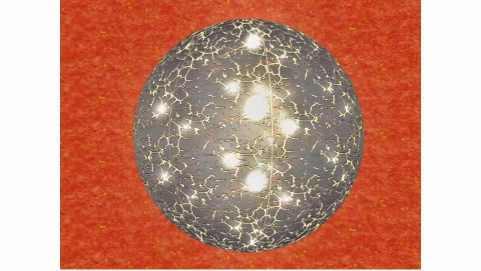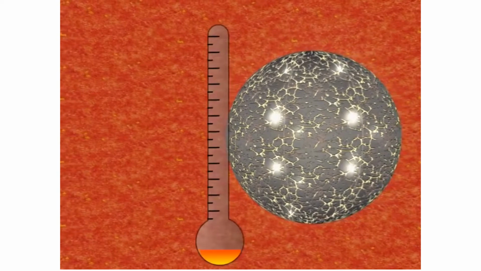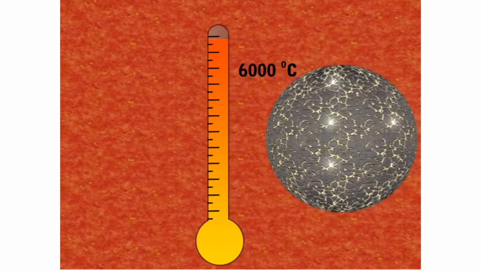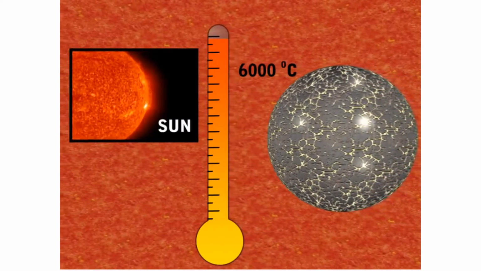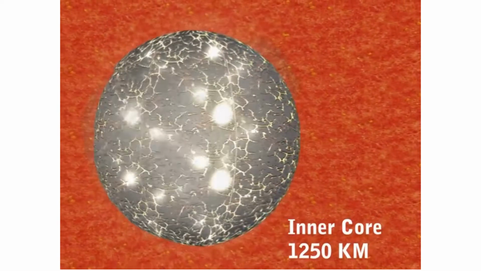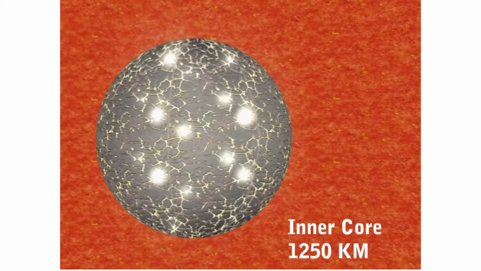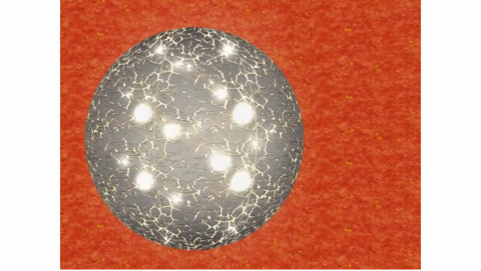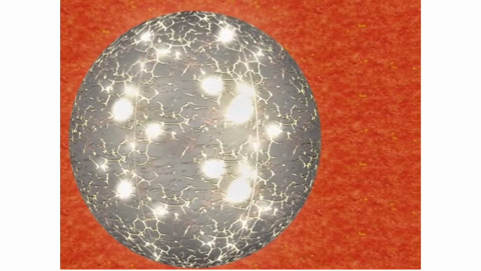We now come to the innermost layer of the earth, the inner core. The inner core has a temperature of around 6,000 degrees Celsius. This is nearly the temperature of the sun's surface. The inner core has a depth of 1,250 kilometers. Unlike the outer core, the inner core is in solid state. The intense pressure of the layers of the Earth ensures that the inner core remains solid in nature.